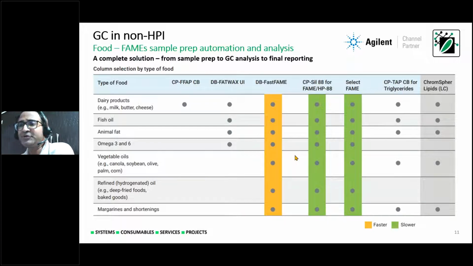So this is the case for the FAMES. For the FAMES analysis, we can suggest the sample prep automation. We can then deliver probably the most advanced GC that is available in the market, the 8890 series GC. Not only the GC, but there are multiple column choices that we can play with, and therefore, depending upon the type of fatty acid or type of food that you want to look at, you can choose the columns.